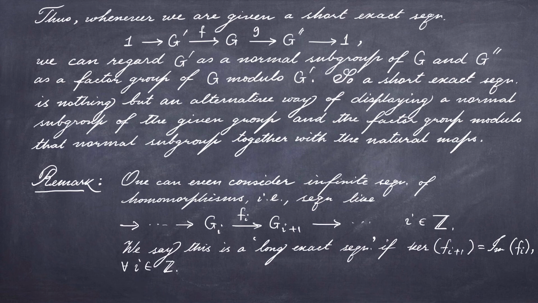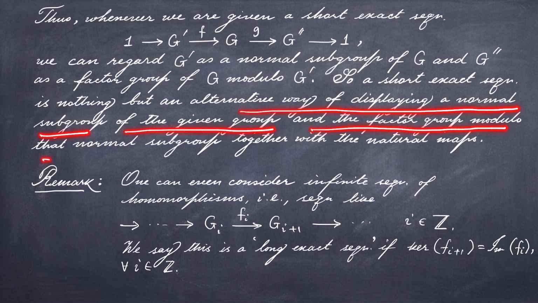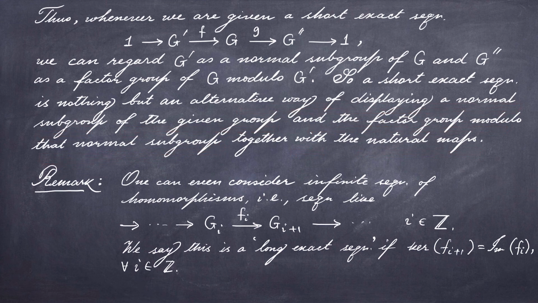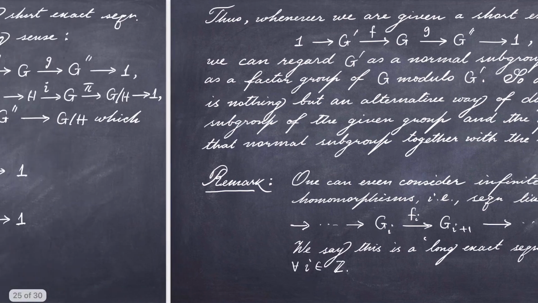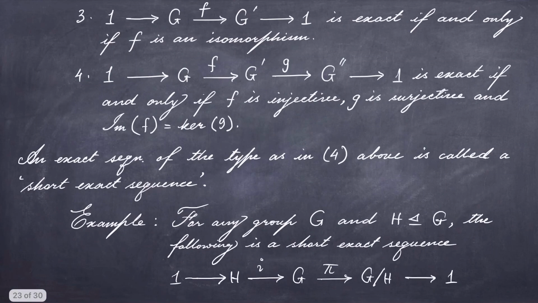So we see that a short exact sequence is nothing but an alternative way of displaying a normal subgroup of the given group and the corresponding factor group modulo that normal subgroup together with the natural maps. So therefore, now you see that a short exact sequence is nothing but an alternative way of displaying a normal subgroup and the corresponding factor group of the given group together with the natural maps. Okay. So try to understand that.